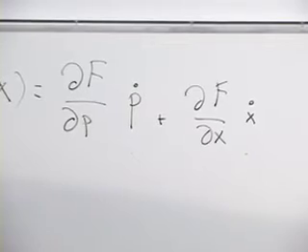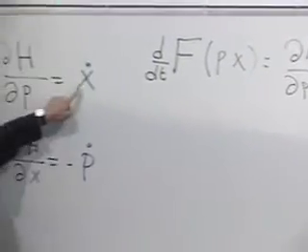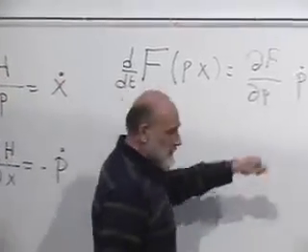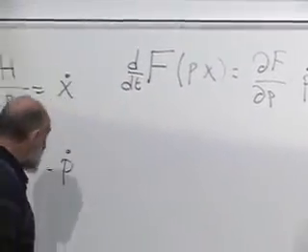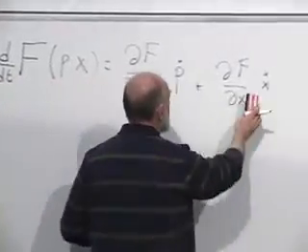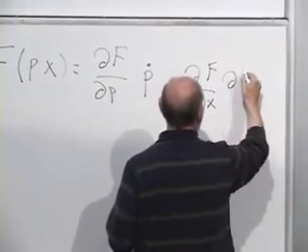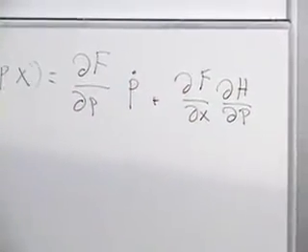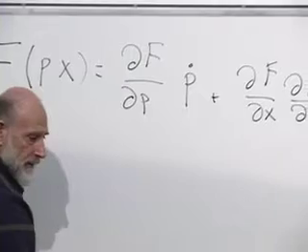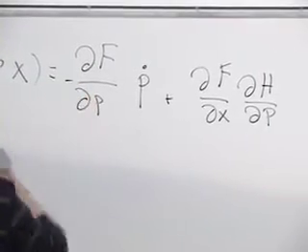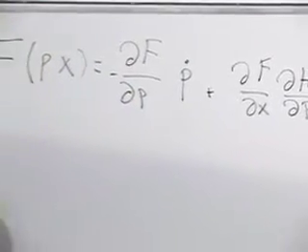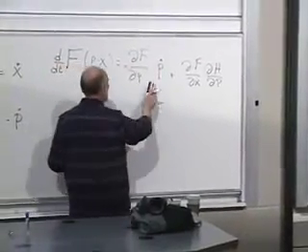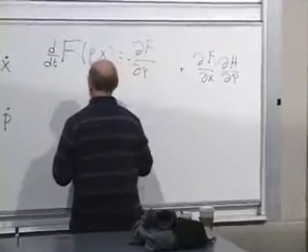But we have a formula for p dot. Let's go first to x dot. We have a formula for x dot. It's dh by dp. So we can write over here dh by dp, and likewise over here for p dot, and p dot is dh by dx.